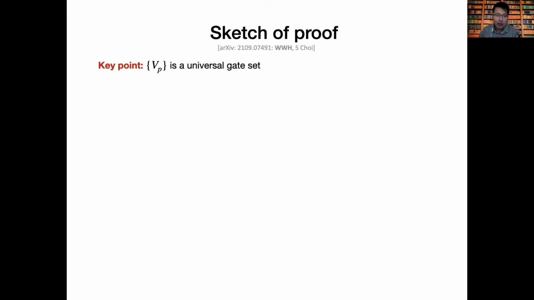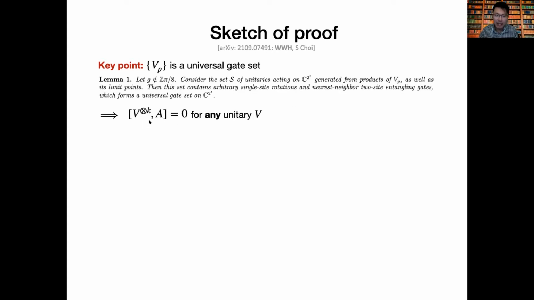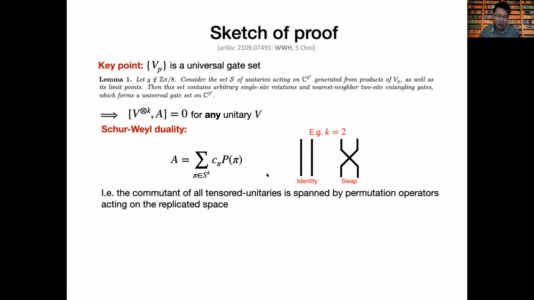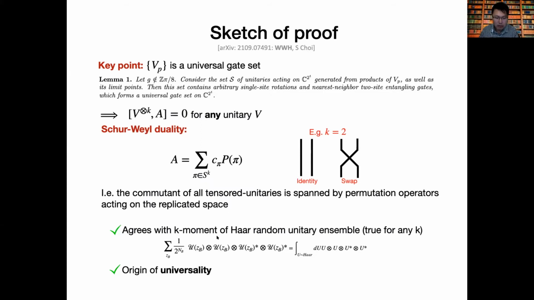So the point here is, what constraints does A need to have? It turns out that A has to commute with every unitary in a unitary group. And now we can invoke a very interesting result from representation theory, which is the Schur-Weil duality, which says that any operator A which commutes with any unitary tensor product raised to the power of K is always spanned by permutation operators that act on a replicated space. And we see that now we have proven that the kth moment of the Haar randomly generated ensembles is the same as that of our ensemble. And this is the origin of universality.